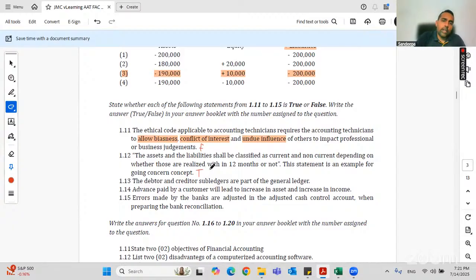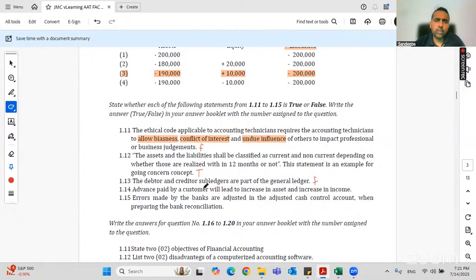Next one, the debtor and the creditor subledgers are part of the general ledger. No, subledgers are not part of the general ledger. Subledger is different. General ledger is for asset, liability, equity, income, expenses, the nominal accounts, not the personal accounts. But debtor and the creditor subledger personal accounts are separate.